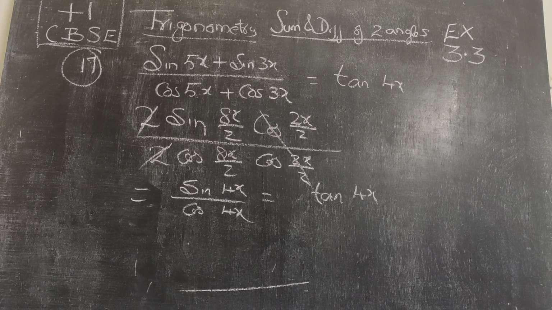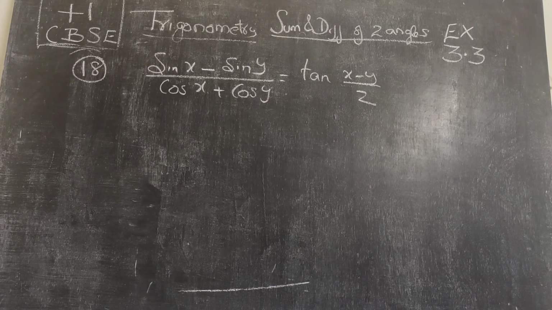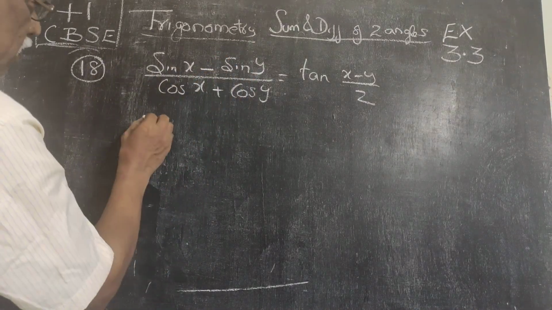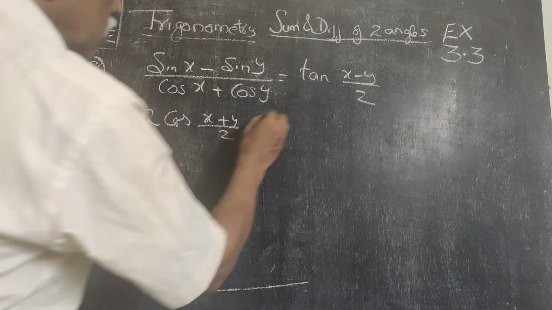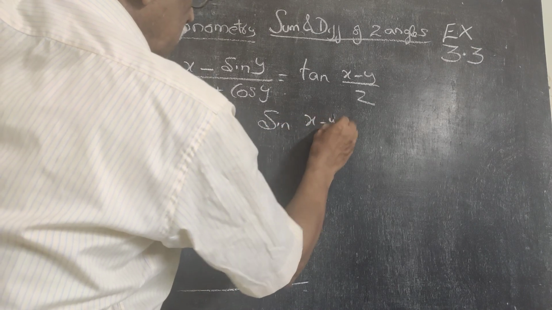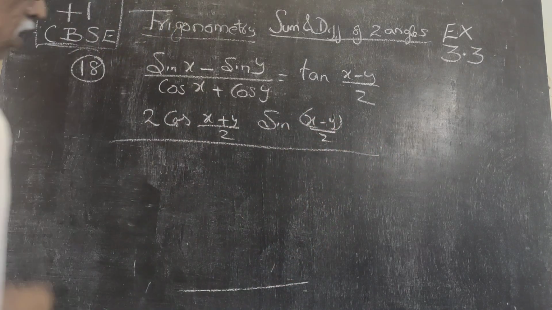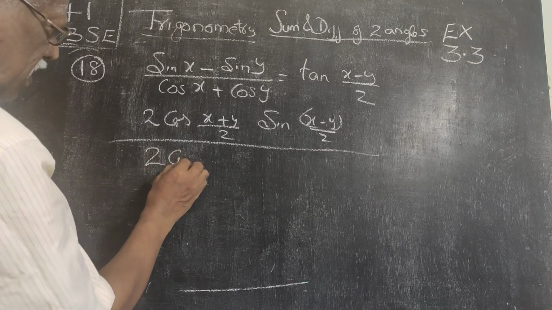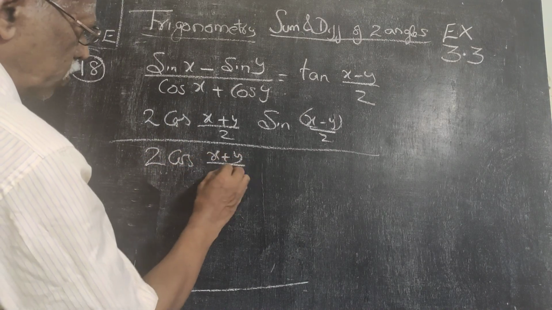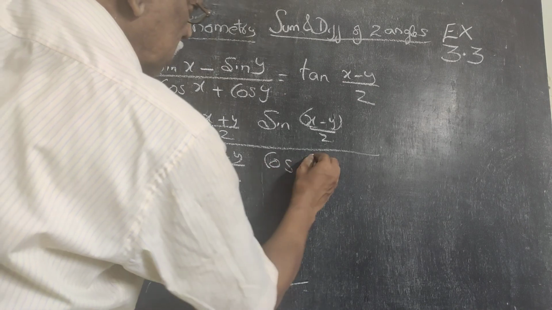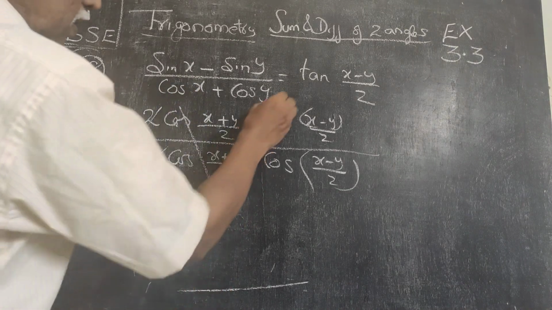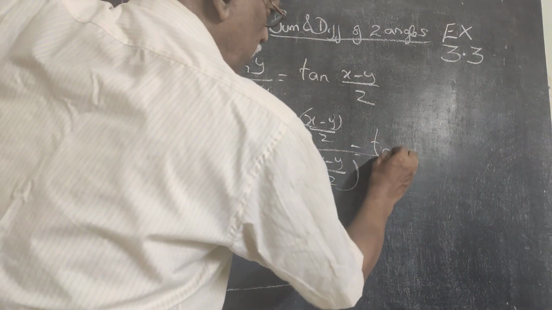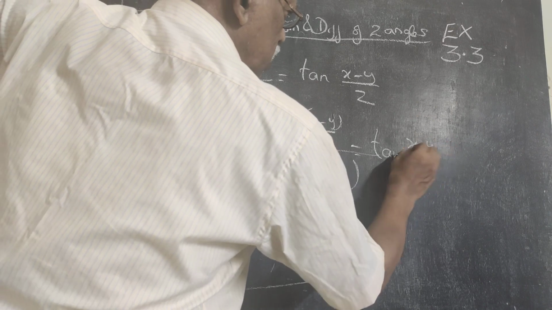So I am going for the 18th one now. Sin x minus sin y divided by cos x plus cos y. Just now we have seen on the same model, sin x minus sin y is 2 cos (x plus y) by 2 sin (x minus y) by 2. The denominator cos x plus cos y, so both will be cos: 2 cos (x plus y) by 2 cos (x minus y) by 2. So the 2 cancels, the cos term cancels, sin by cos is tan of theta, that is here tan (x minus y) by 2.